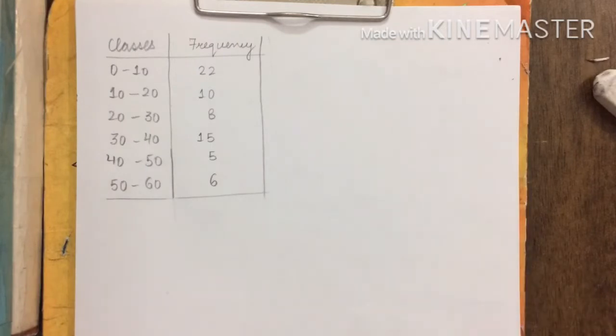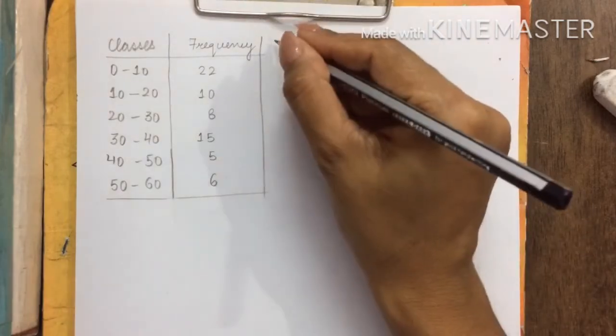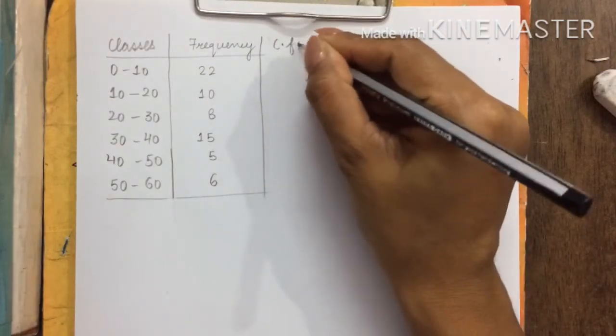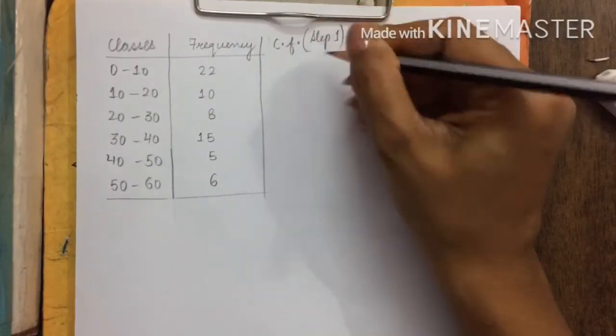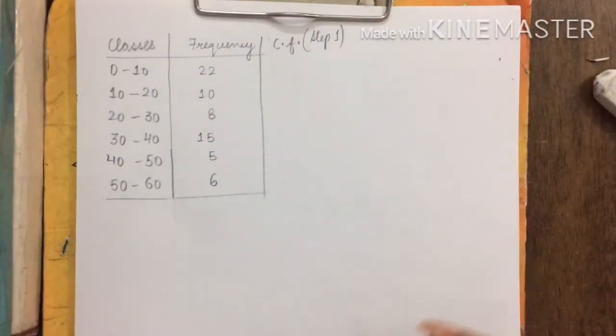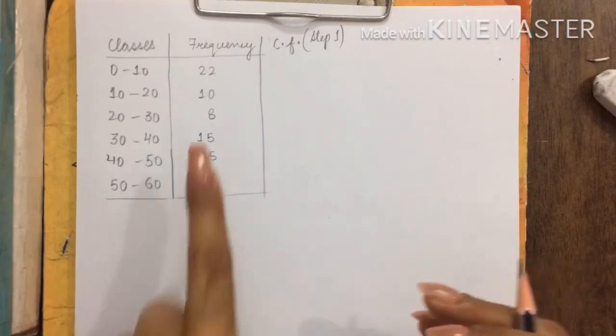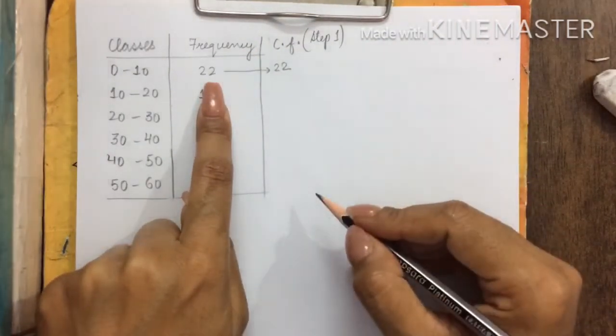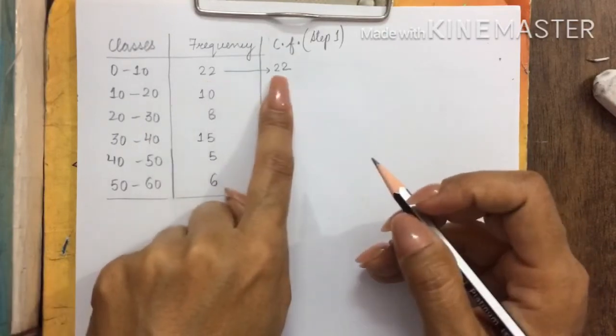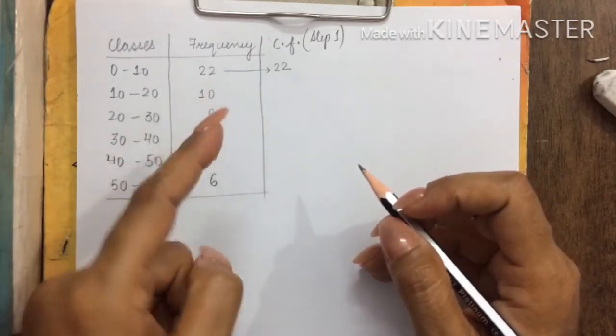Let us see how, whatever I have said, is actually done on paper. So the first step is to find out the cumulative frequency. This is step number 1. You probably want to remember this. To find out the cumulative frequency, what we do is note down the first frequency as such, then keep on adding the next frequencies.